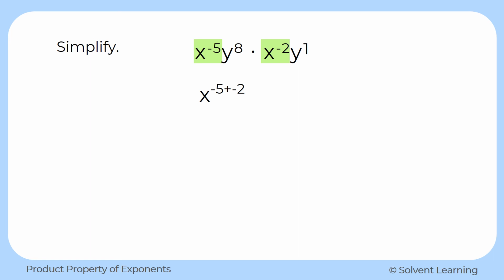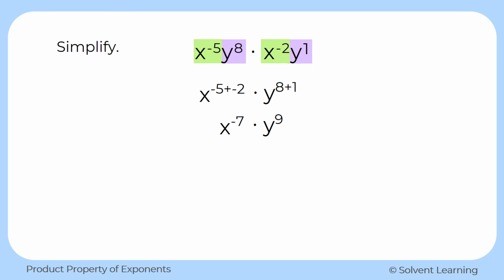Now we'll move on to y. Keep the base the same and add the exponents. So it'll become y raised to 8 plus 1. Now let's simplify those exponents. We'll get x raised to negative 7. Be careful when you're adding those negative numbers. And then y raised to the 9th power.